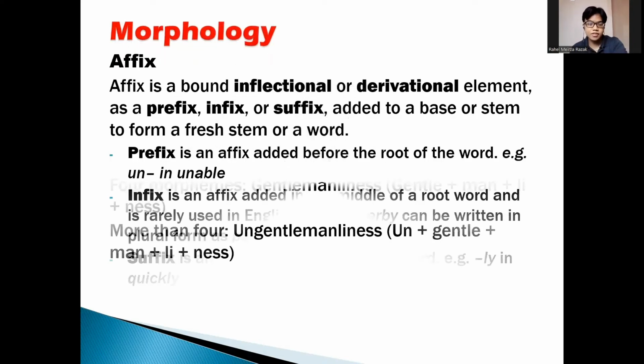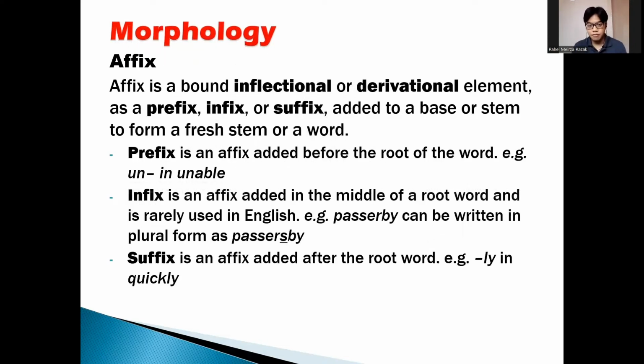Next, affix. An affix is a bound, inflectional, or derivational element such as a prefix, infix, or suffix added to a base or stem to form a fresh stem or a word. Examples of affixes are prefix, which is an affix added before the root of the word, for example, in unable. And then infix, which is an affix added in the middle of the root word and is rarely used in English. For example, passerby can be written in the plural form as passersby. And the last is suffix. A suffix is an affix added after the root word. For example, ly in quickly.